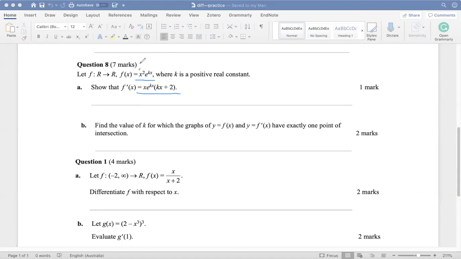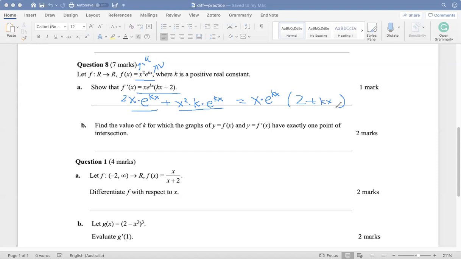For this one, it's product rule. My u is x squared. My v is e to the power of kx. So first, it's u dash v, which is 2x times e to the kx, plus u v dash. u v dash means x squared times k times e to the kx. Okay, and for both of these terms, we can take out x times e to the kx. Then it becomes 2 plus kx, which is essentially what we want.